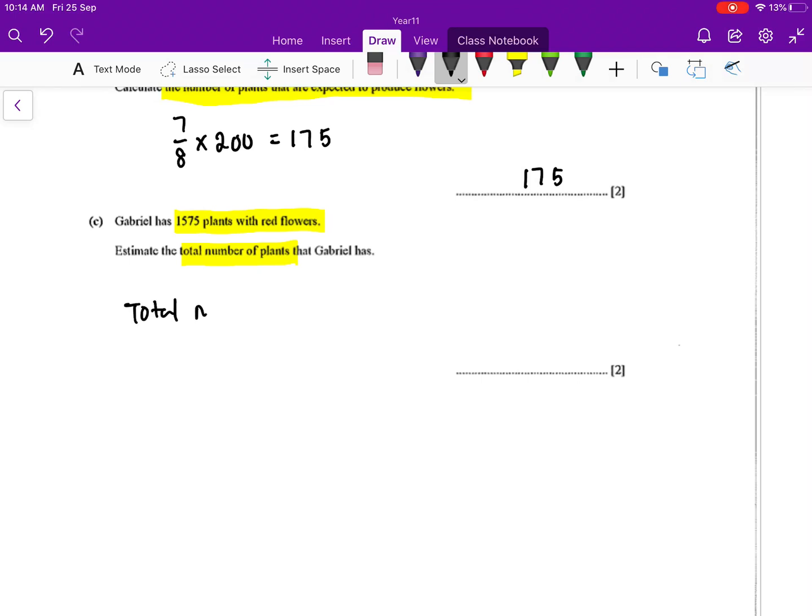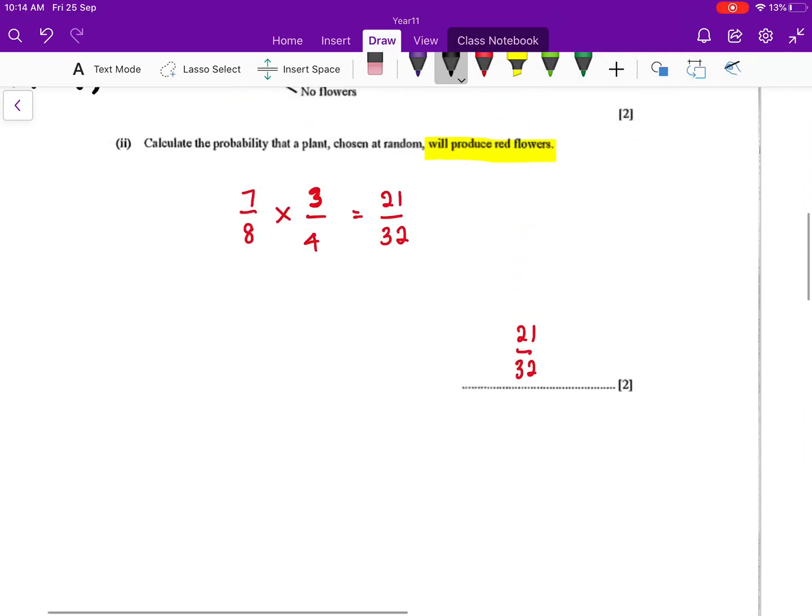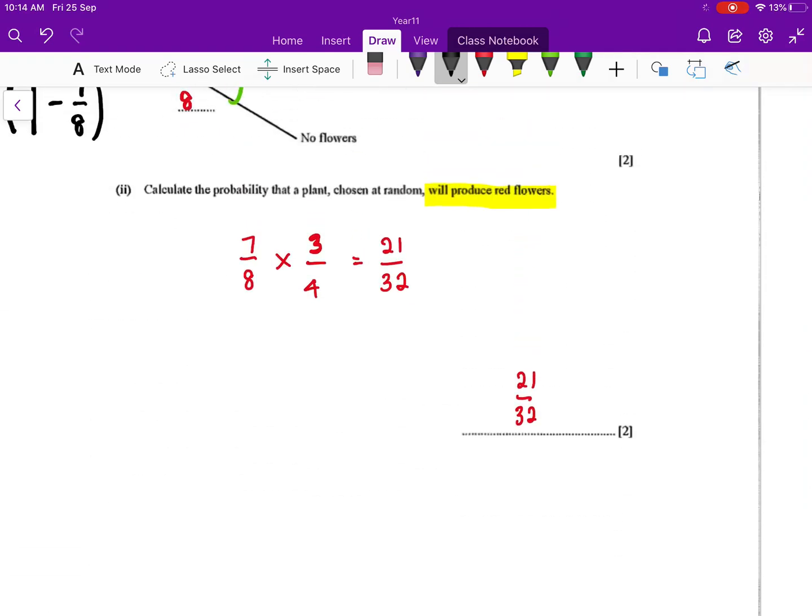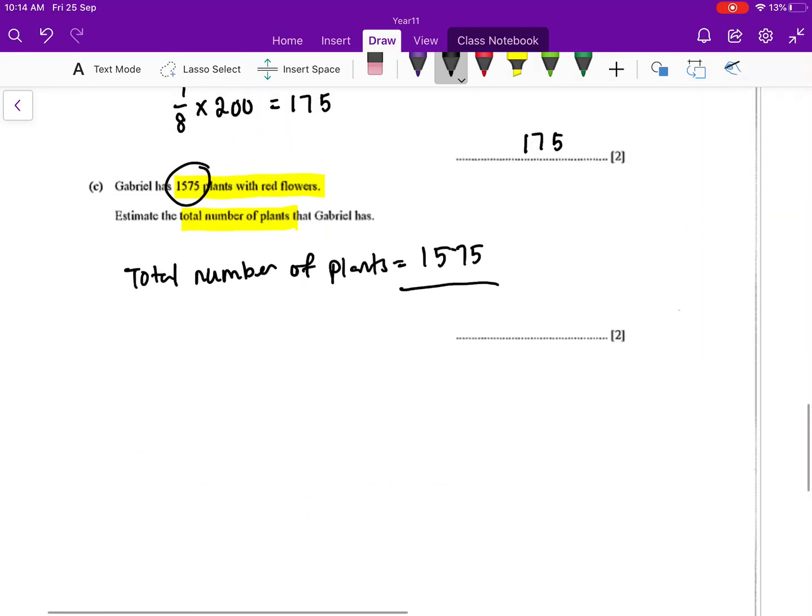So you can use the same answer over here to calculate the total number of plants. To estimate the total number of plants, you take the total red plants that you have and divide it by the probability that you calculated just now of producing a red flower. So I'm going to divide this by 21 over 32. If you press this in your calculator, you will get the answer 2400. Since it's only 2 marks, you can show this calculation, and for the division, they'll give you 1 mark.